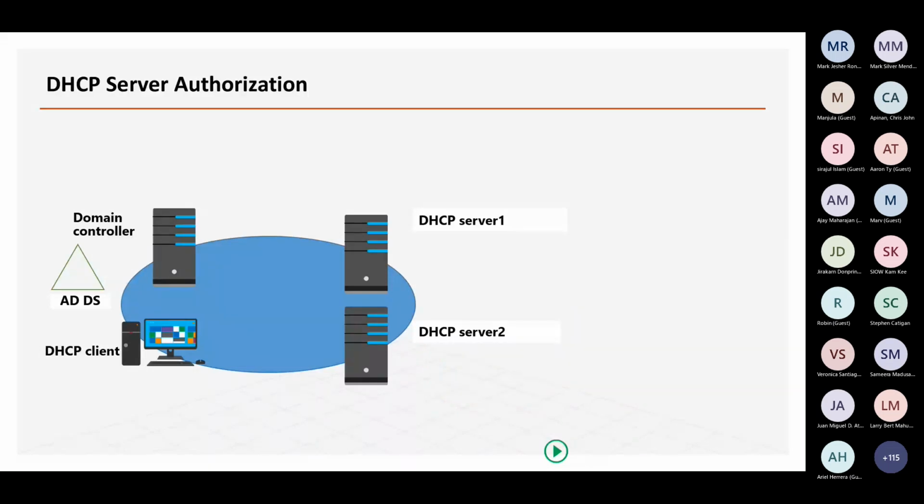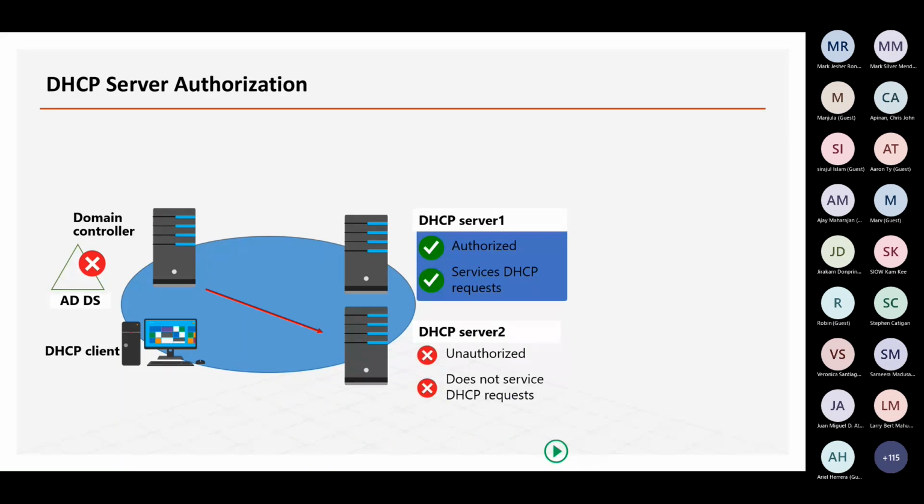Right now you can see we have two DHCP servers here, DHCP server 1 and DHCP server 2, and a domain controller or Active Directory Domain Services is configured here. I'm authorizing DHCP server 1 as the authorized one, and DHCP server 2 is not authorized. So DHCP server 1 is responsible for sending and receiving DHCP requests, and DHCP server 2 is unauthorized. You can see it on the screen.